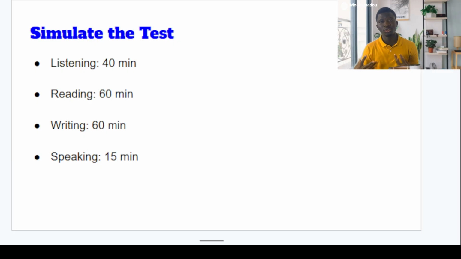You do this just to get used to the exam, and after that, when you're practicing, you don't need to do the whole thing. Maybe you just do one section, for example just listening or just reading. But you want to simulate the test at least once or twice before the actual exam.